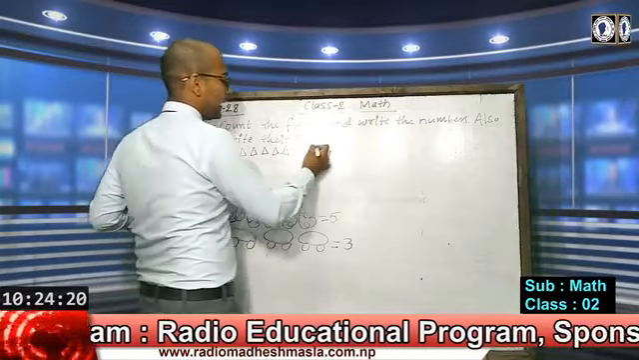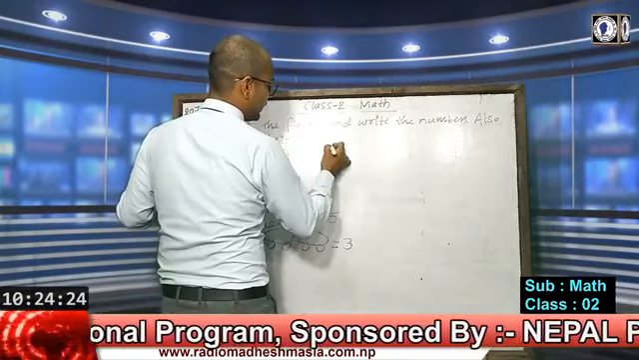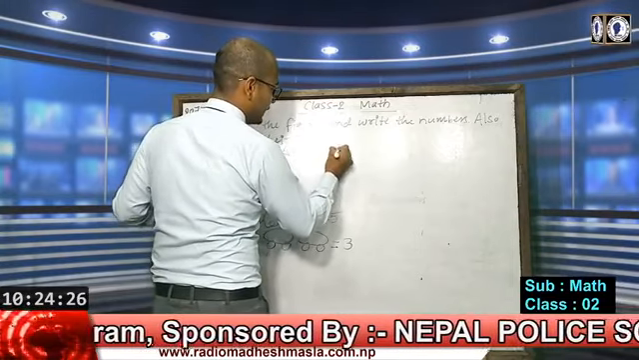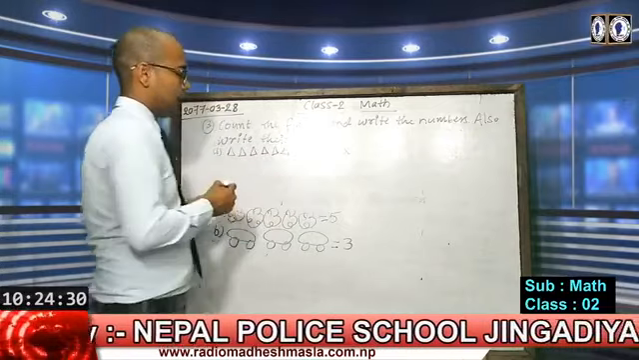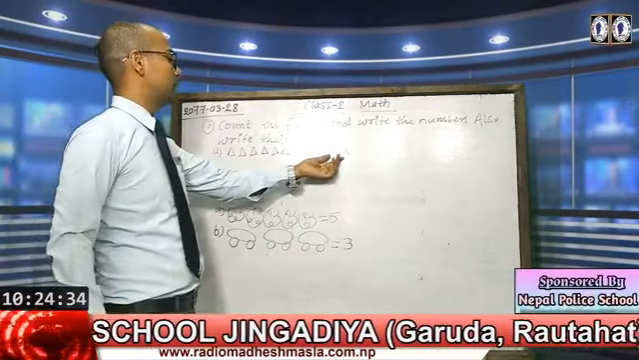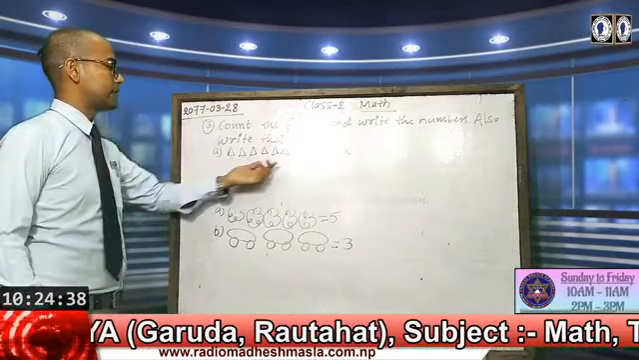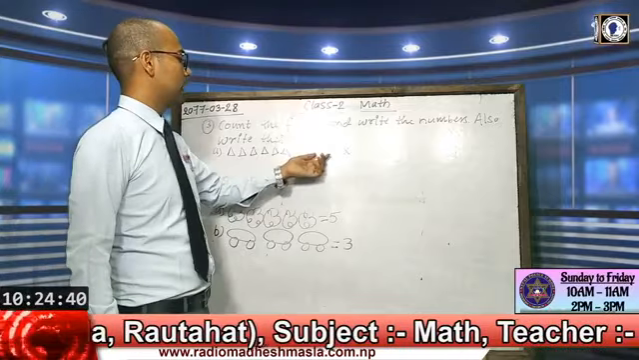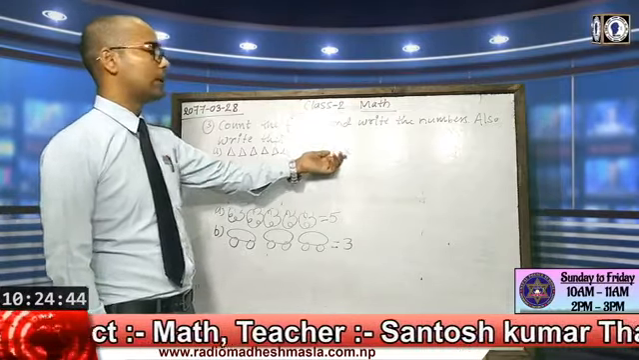Again, we should write their names also. As we know the number name of 6, S, I, X. So S, I, X is the number name of the figures. That means there are 6 triangles, and we should write the 6 in words also.